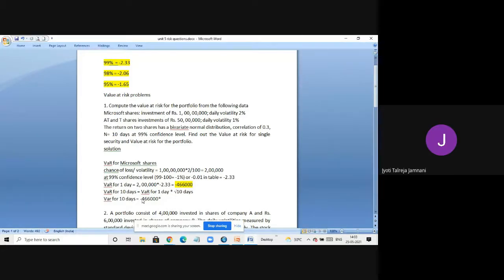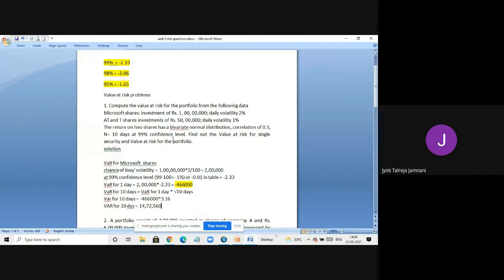3.16. Okay. So we'll write 3.16. 4,66,000 into 3.16 is 14,72,560. So value at risk for 10 days is equal to 14,72,560. Any doubts in how we found out?